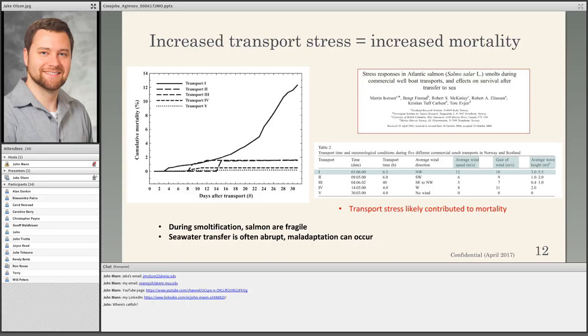Another study I want to highlight here involves a little bit more into the effects of stress on the salmon. This was a study looking at the transport of different groups of salmon in Norway and Scotland to seawater. And what this article shows, in the figure on the left, is the cumulative mortality about a month after transport to sea. In that top line, transport one, they had the highest mortality. And if you look at the table on the right, that particular group also appears to have had what would be considered a rough transport ride out to sea. And so there are a lot of associations out there, and a lot of data beginning to pile up on the effects of stress and survival, and this connection between stress and opportunistic infection.